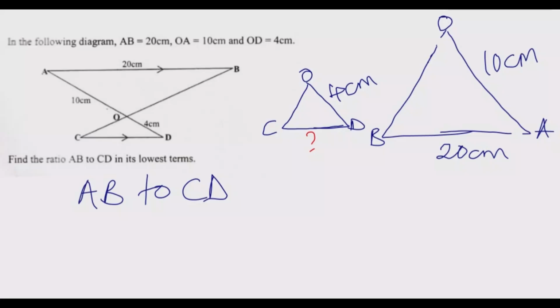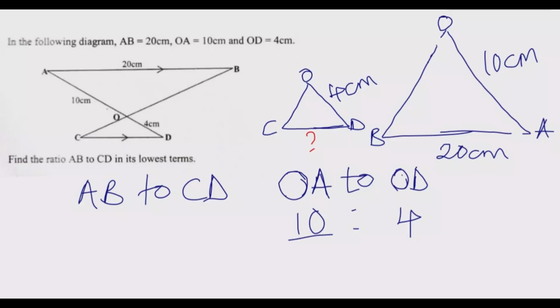So AB is for the bigger triangle, so we can start with OA to OD. Okay, OA to OD. So what is OA? That is 10. OA, this is A. OA, that is 10. Now remember, we're writing the ratio, we don't put units. Then OD, that is 4. Now we are told to write the ratio in its lowest form.